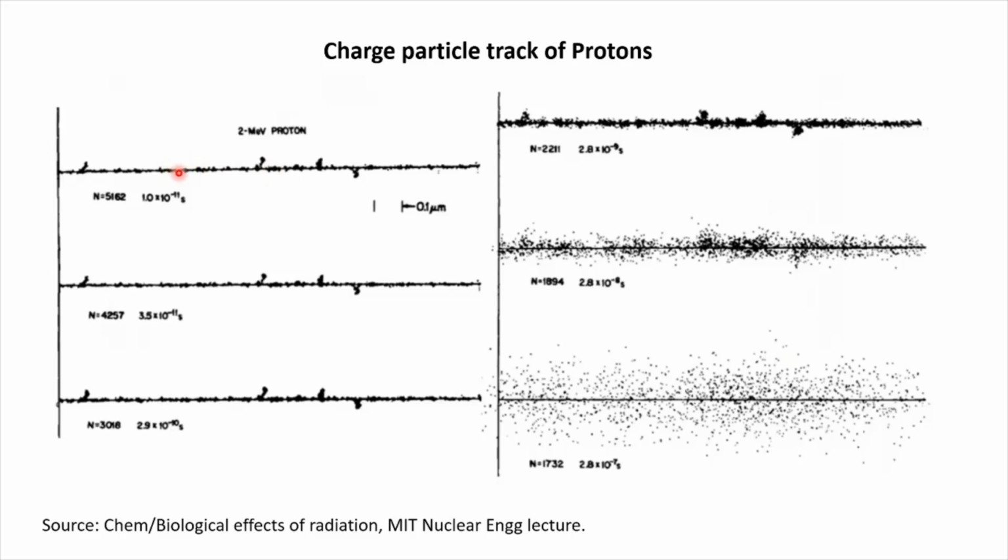Again, if you go up the time scale, you can see these charged ionized particles, which are localized over the track, keep on diffusing away. These diffusing particles, the ionized species, are not stable. They keep on reacting with the nearby cell molecules and start doing damage.